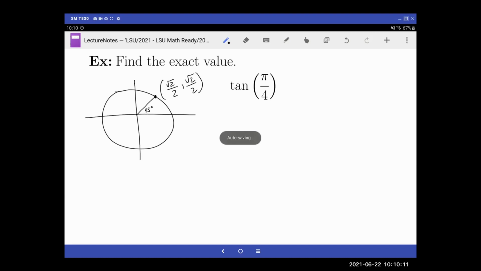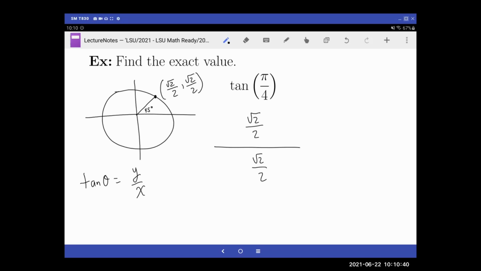And so remember, tangent is the same thing as y over x. I can take the y value, put it over the x value, and that'll give me tangent. So the y value over the x value, this is uglier than it needs to be, because there are so many options for dealing with this.